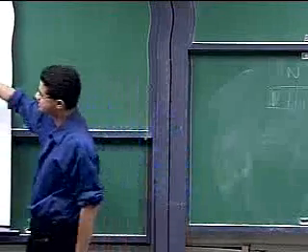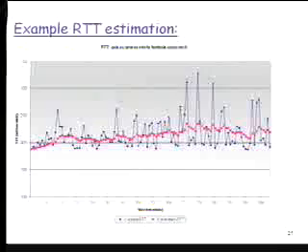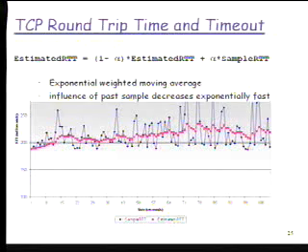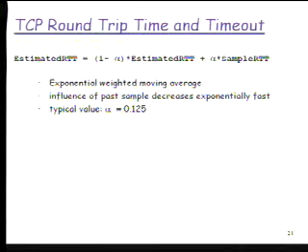Well, we can change how fast this graph changes by changing the alpha. Suppose you kept alpha as 1. What would that imply? That would imply that your estimated RTT is simply the sample RTT. So it will track it really fast. If alpha is 0, then it will just ignore the samples. So the higher the alpha, the faster it tracks. And the smaller the alpha, the smoother is the average.